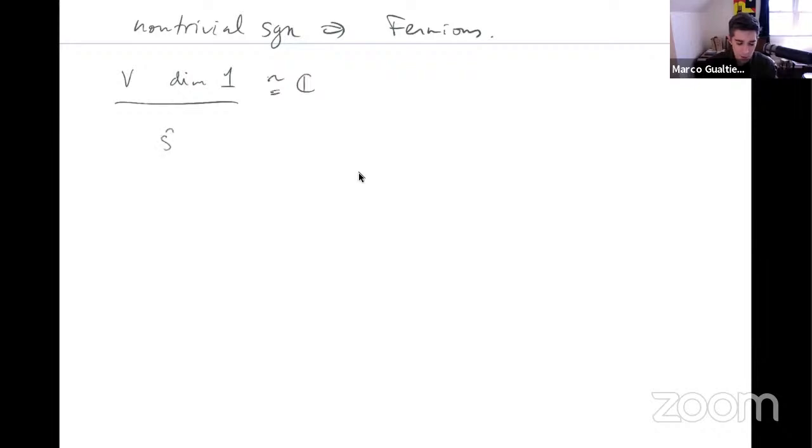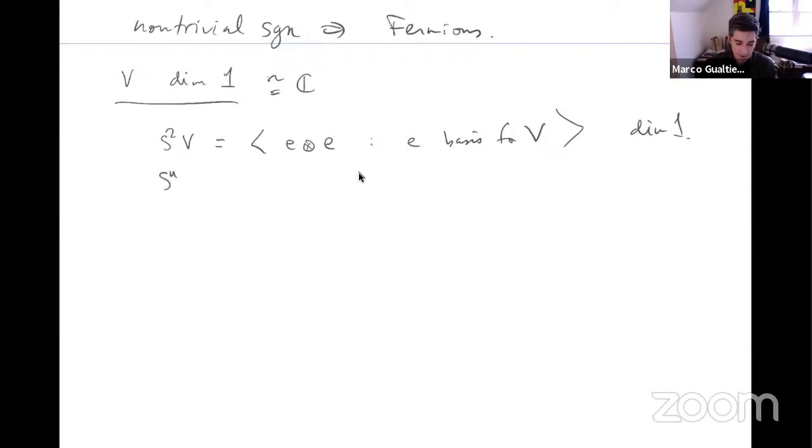So then S2V, what would this be? It would be generated by, let's say, E tensor E, where E is a basis for V. So it has one basis vector, and so it also has dimension 1.